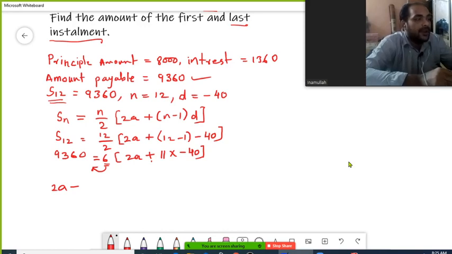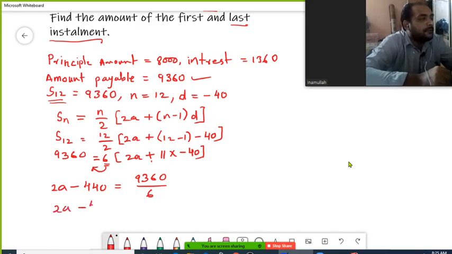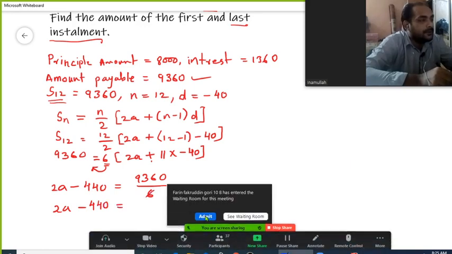So when I multiply negative 40 with positive 11, the product would be negative. So minus 11 fours are 44, that is 440, is equal to, on the other side we have 9360. This 6 can be transposed to the left hand side, so it will divide. So 2a minus 440 is equal to 6 ones are 6.